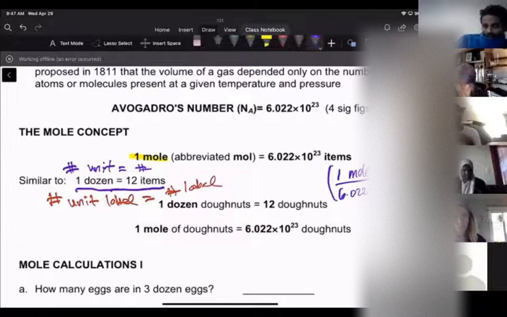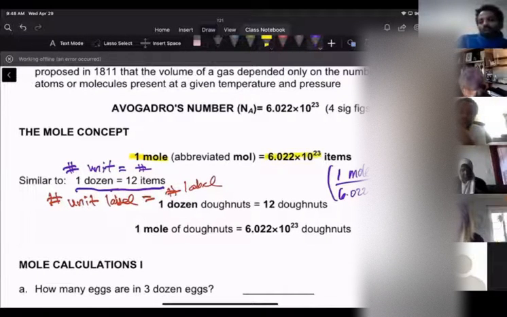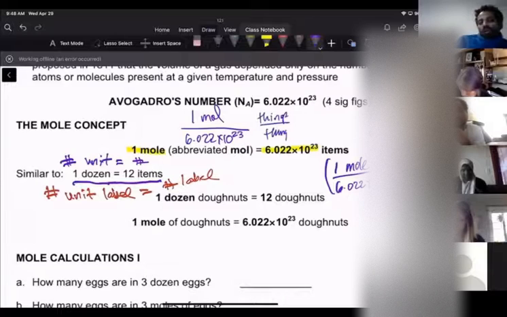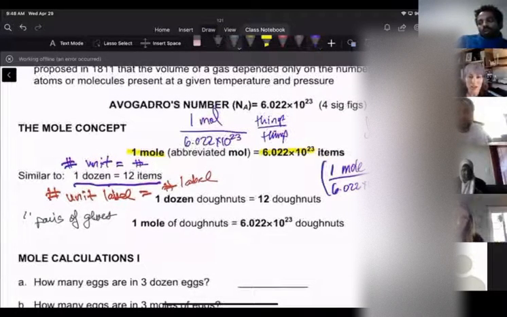So the label is the same. It could be anything. It could be eggs or donuts, what have you. So what we really have for our equivalence statement is 1 mole is that number, and then we have our label. So if I said 4 pairs of gloves, that means how many gloves? A pair equals 2, so that's 8 gloves.